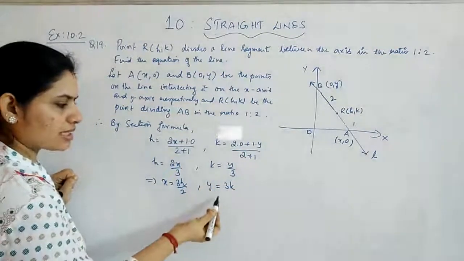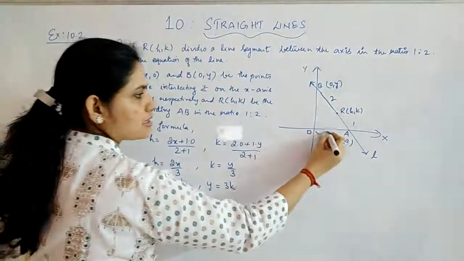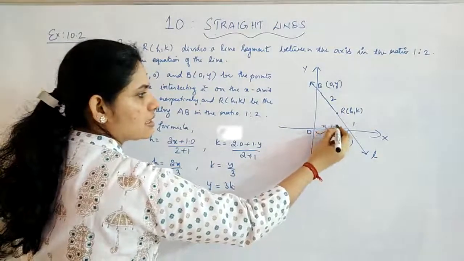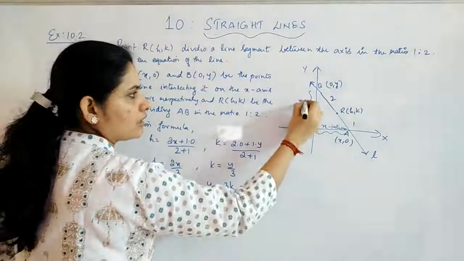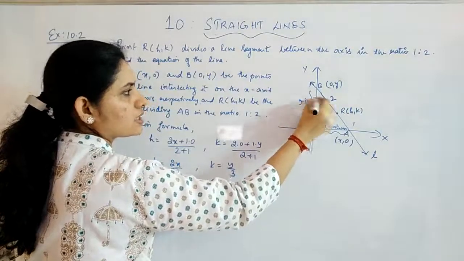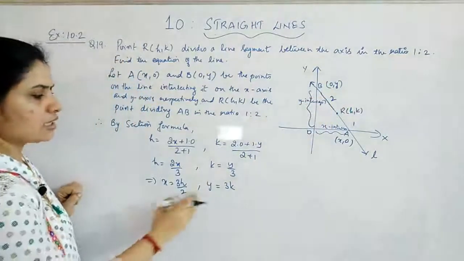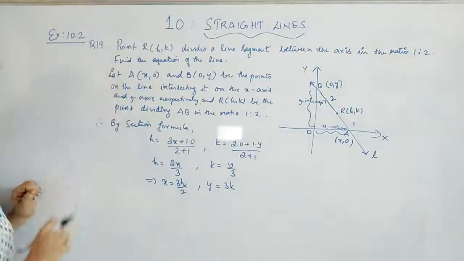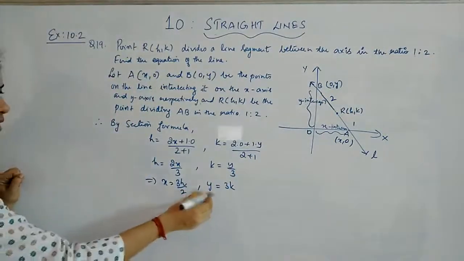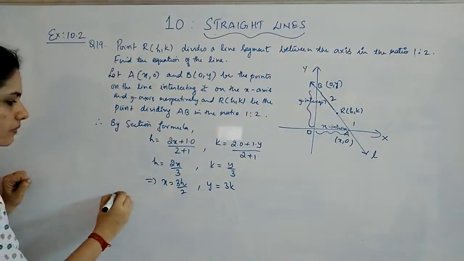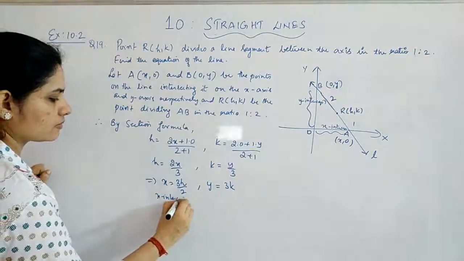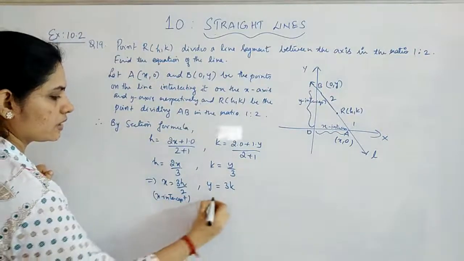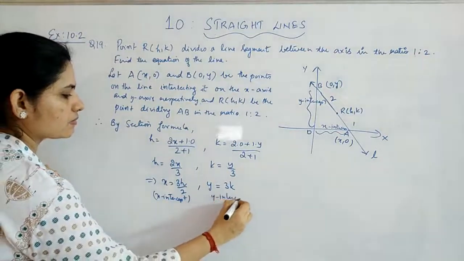Why are we finding out x and y? Because this x is your x-intercept, and this length is your y, that is your y-intercept. So we are finding out the x-intercept and y-intercept in terms of h and k, and then finding the equation. Now you have the x and y-intercept.